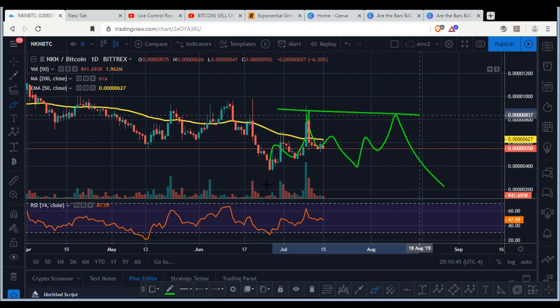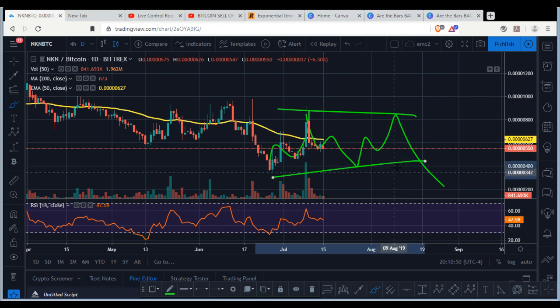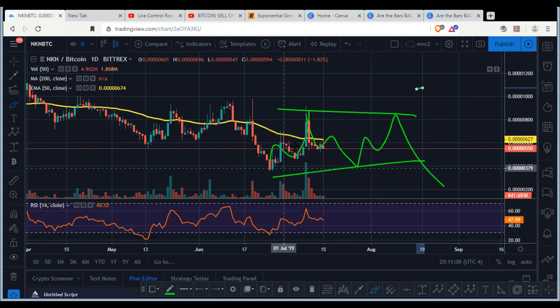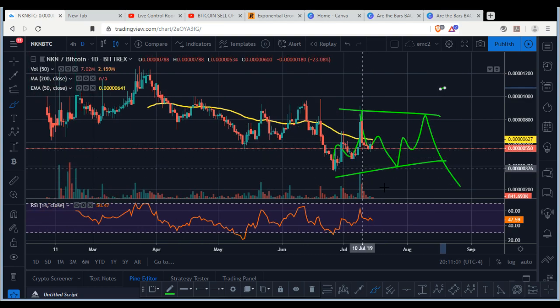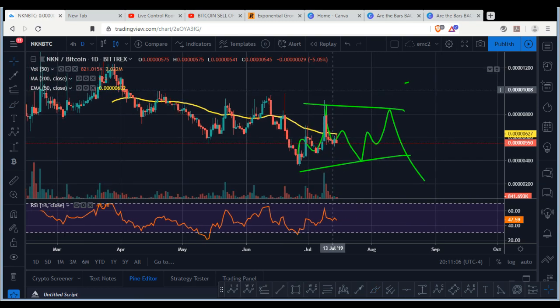So NKN could be in this range for the next 2 weeks. It's better than ZILLIQA, because ZILLIQA is just facing to the downside. It doesn't give you any correction. But NKN, we could get another push to the upside.